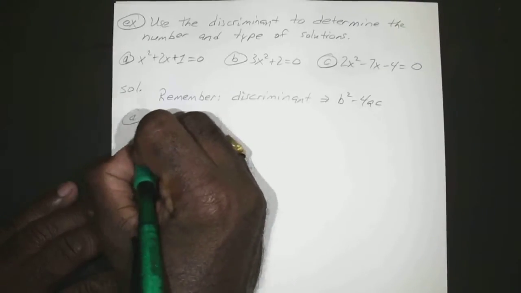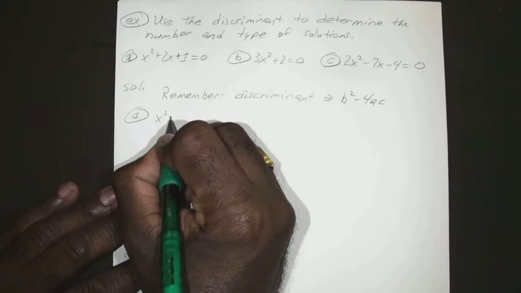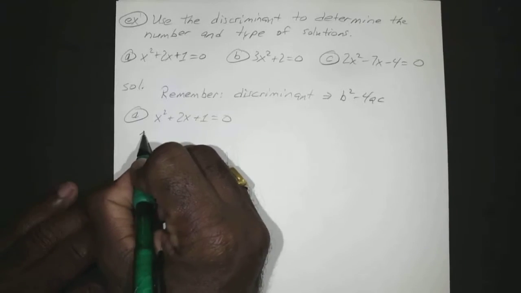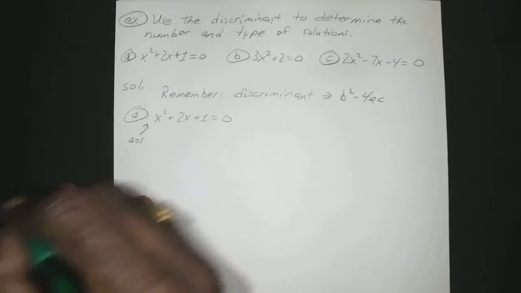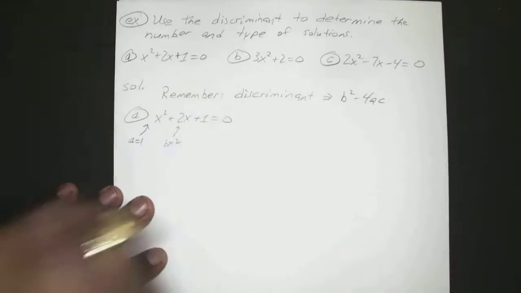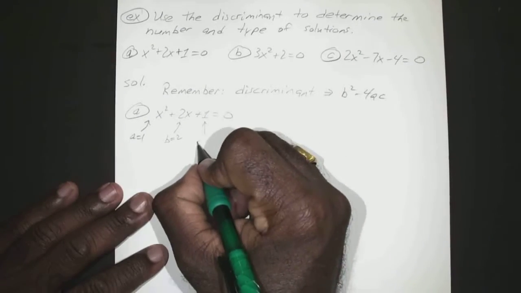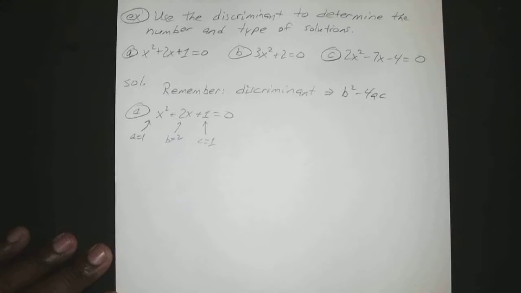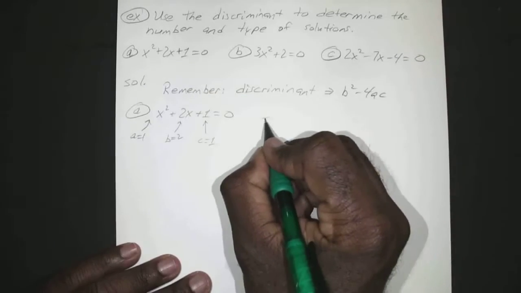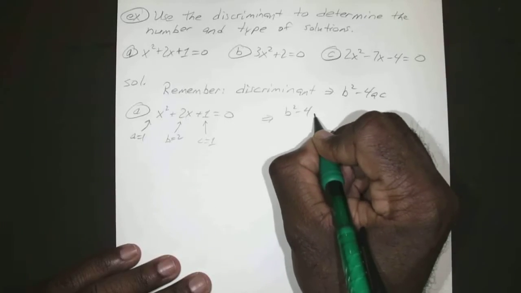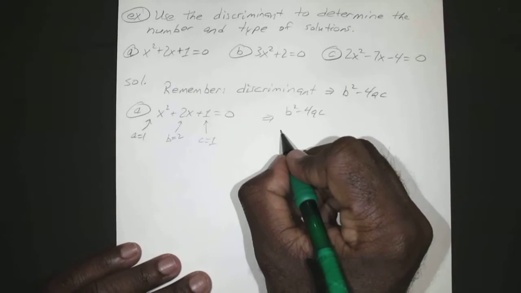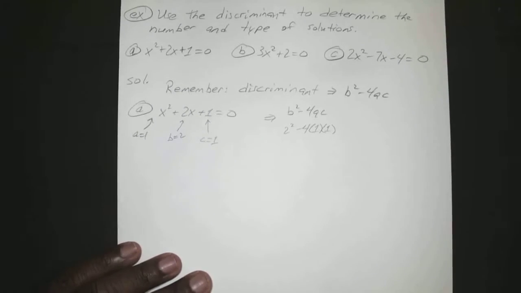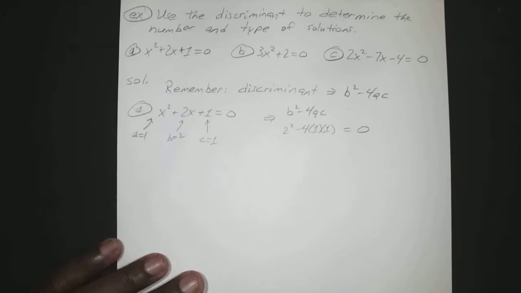Okay, so for problem A, you have x squared plus 2x plus 1 equals 0. You know that your A is equal to 1, your B is equal to 2, and your C is equal to 1. So we just plug that into our b squared minus 4ac. That would give us 2 squared minus 4 times 1 times 1, which is 4 minus 4, which is 0.